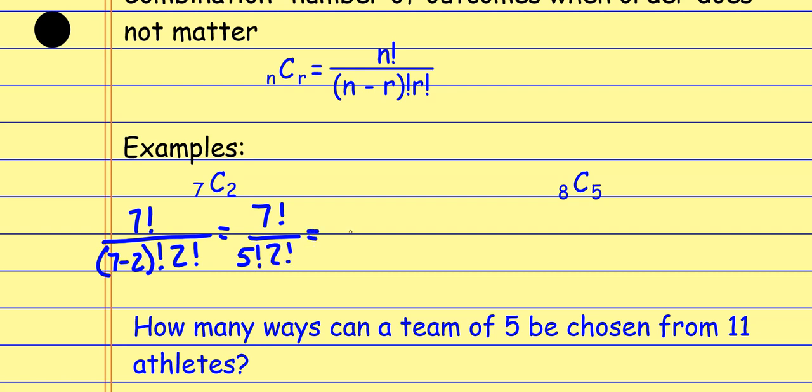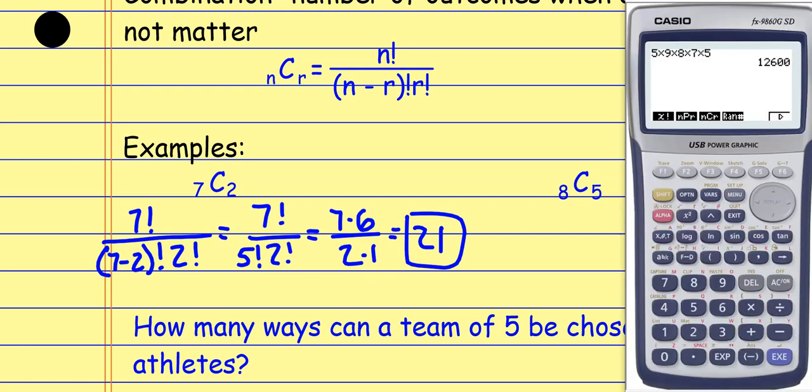The 7 factorial and the 5 factorial reduce. Everything from 5 on down cancels out. But I still am left with the 2 factorial underneath here. And now I can finish simplifying this thing. That gives me a 21. All right. Once again, we can do this on our calculator.